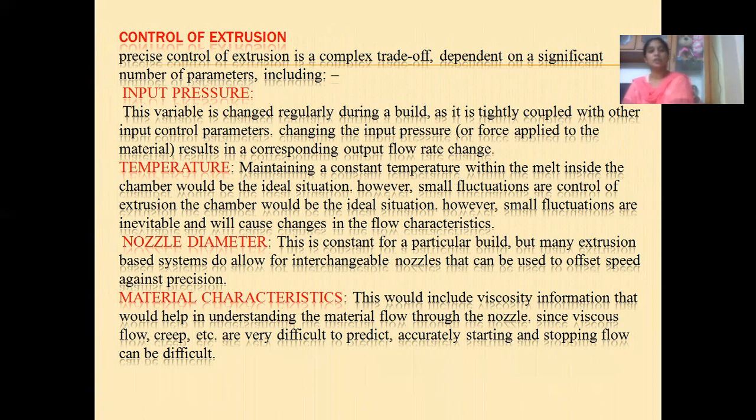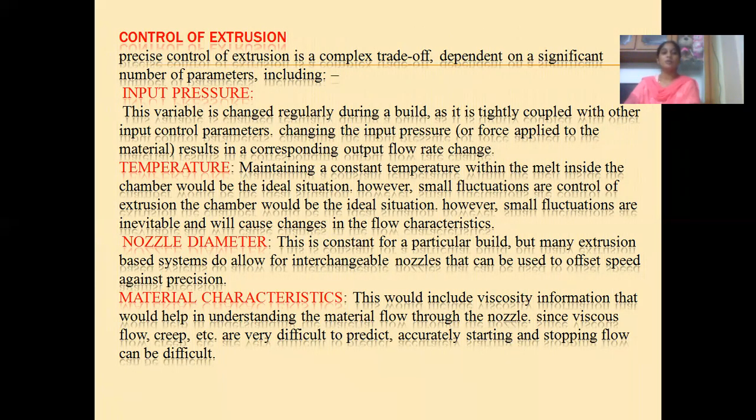Input pressure. This variable is changed regularly during a build as it is tightly coupled with each input control parameter, and changing the input pressure results in a corresponding output flow rate change. Okay, input pressure means we are giving the pressure to the system.